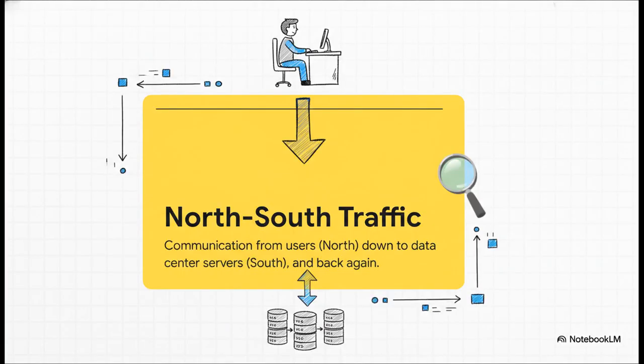And this whole setup, it really tells you what it was built for. It was designed for what we call north-south traffic. Just imagine you, a user, way up north on the internet, asking for a web page from a server way down south inside that data center. The entire network was fine-tuned for that one specific journey.